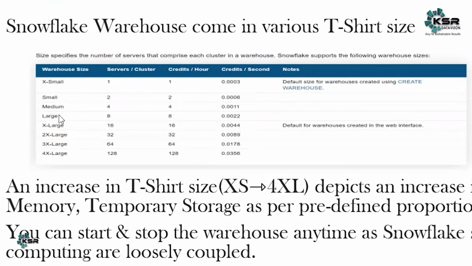This box and this pivot explain what sizes we have for now, starting from X small to 4X large, and the credits are the servers provided for each cluster. That means if the warehouse size is X small, you will get one server and one cluster, and for small you will get two servers and one cluster.